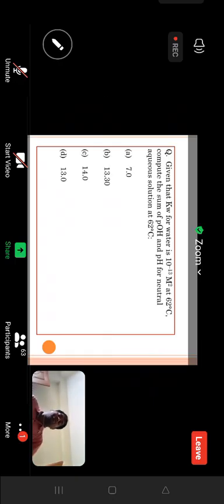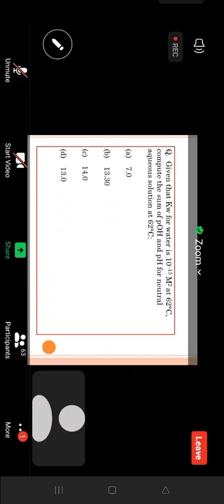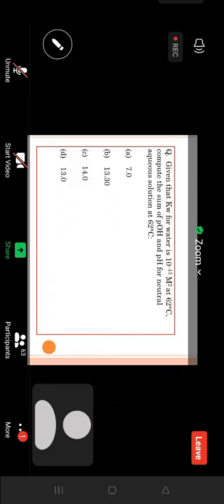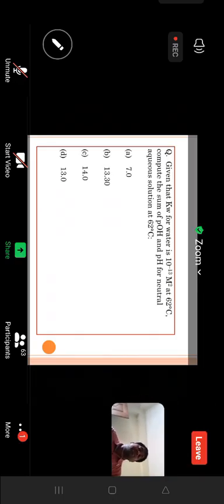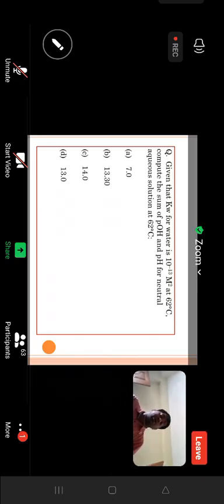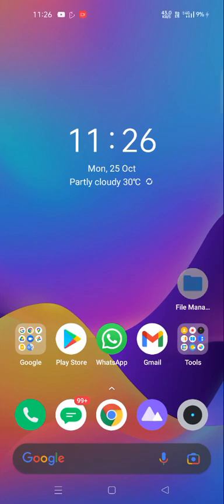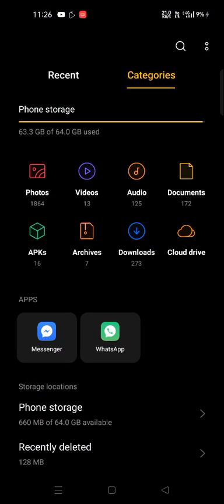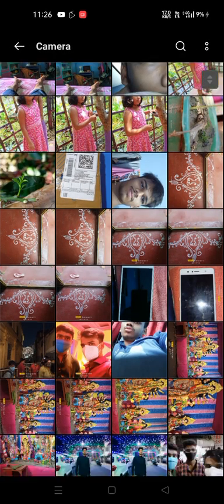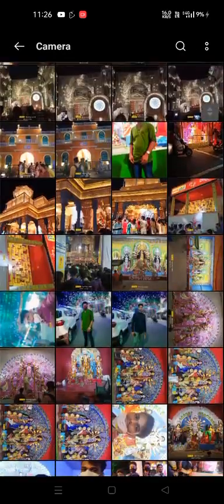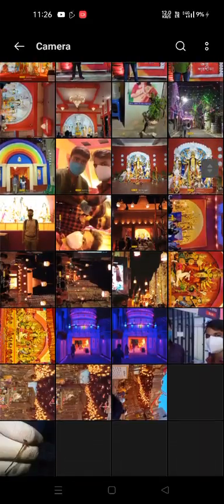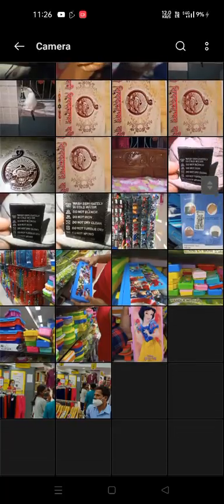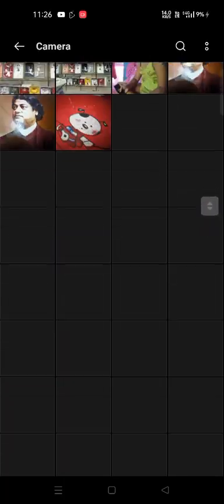Kw of water is 10 to the power minus 13. Compute the sum of pOH and pH of a neutral aqueous solution. So what will be the answer? Kw for water is 10 to the power minus 13. And what is the sum of pOH and pH? Which one is the correct answer? 13. 13 is the correct answer.